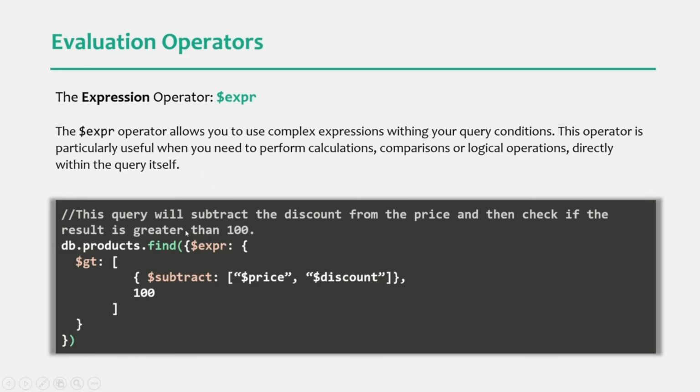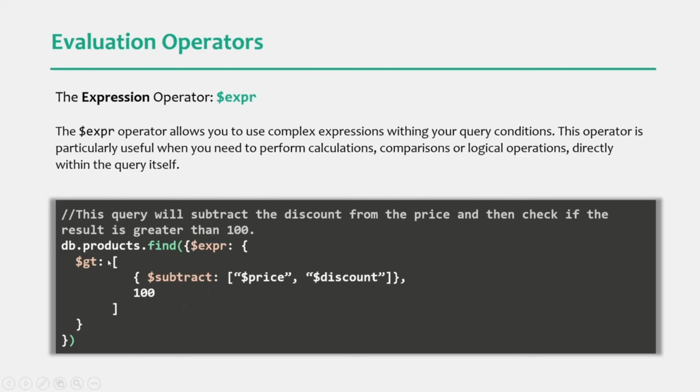For example, here let's say we want to perform an arithmetic operation between the price field and discount field. So let's say we have a price in our product document and we have discount. So what we want is first we want to subtract the discount from the actual price. And then we want to check if the result of that subtraction is greater than 100 or not. If it is greater than 100, then we want to filter that product document. Otherwise, we don't want to filter that product document.